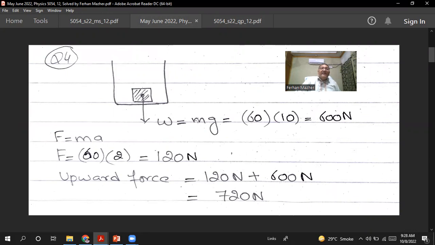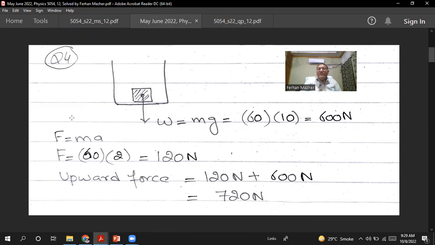How much will his weight be? That will be mg, 60 kg multiplied by 10 Newton per kg. So it will be 600 Newton. That's the weight which is acting downward. Now the lift is accelerating upward with an acceleration of 2 meter per second square. By Newton's second law of motion, we can find the resultant force which created that acceleration. F equals ma. So F is equal to 60 into 2, and that will be 120 Newton. So the total upward force should include this resultant force for acceleration.